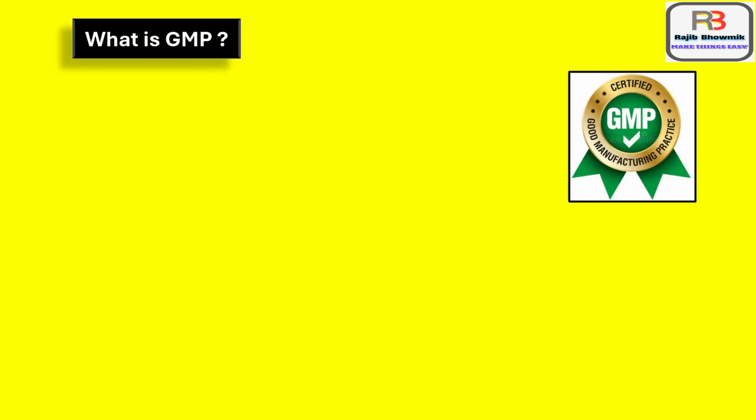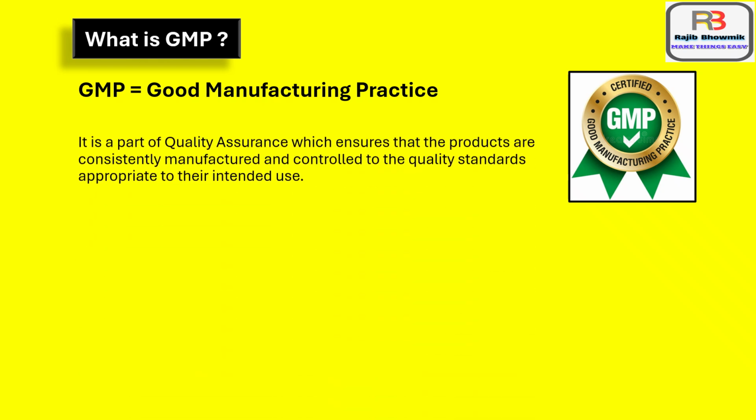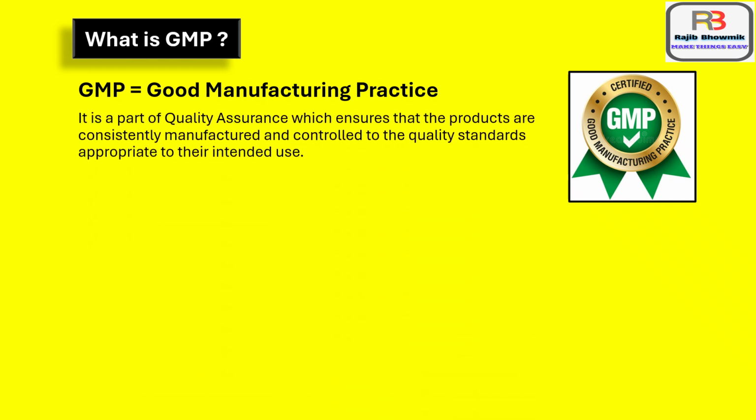Hello viewers, in this video I am going to explain you about GMP. So first let us understand what is GMP. GMP means Good Manufacturing Practice. It is a part of quality assurance which ensures that the products are consistently manufactured and controlled to the quality standards appropriate to their intended use. It is a set of regulations, codes and guidelines.